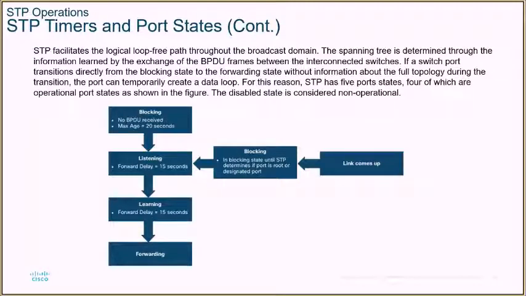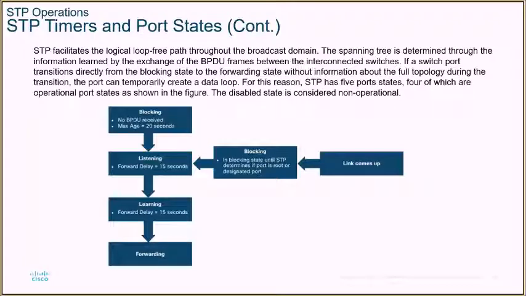Okay, so the timers and port states. STP facilitates a logical loop-free path throughout the broadcast domain. The spanning tree is determined through information learned by exchanging BPDU frames. If a switch port transitions directly from blocking state to forwarding state without information about the full topology during the transition, the port can temporarily create a data loop. For this reason, STP has 5 port states, 4 of which are operational states, as shown in the figure. The disabled state is considered non-operational.